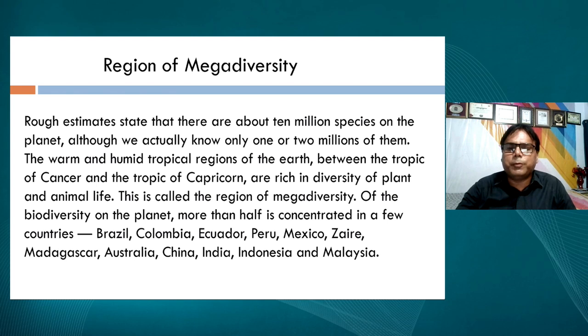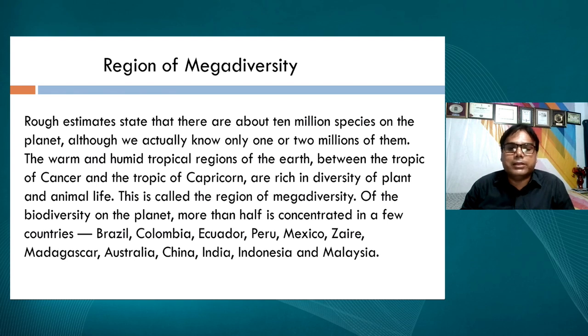That is why these regions are called regions of mega diversity. So if we discuss the mega diversity regions on the planet, it has been reported that more than half of biodiversity is concentrated in a few countries like Brazil. Students, you have heard about the Amazon rainforest of Brazil. That is why Brazil accounts for a lot of biodiversity, due to the Amazon rainforest, or tropical rainforest, which is supposed to be the lungs of the planet.